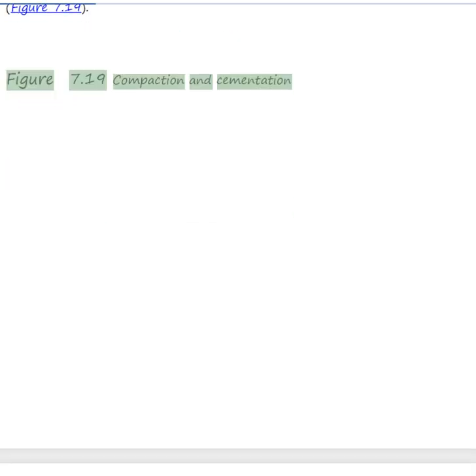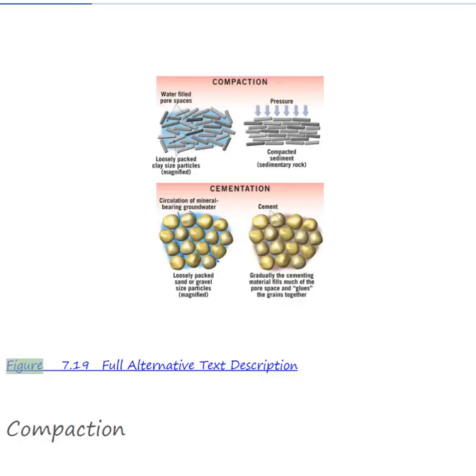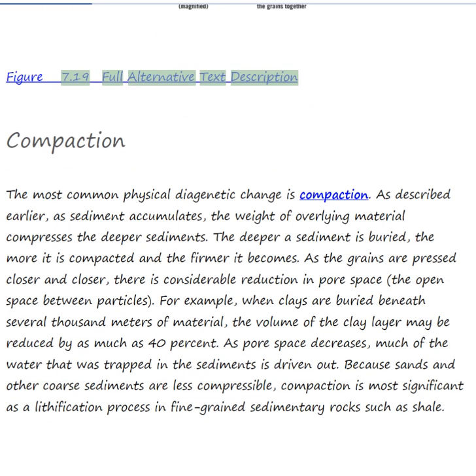Figure 7.19 Compaction and cementation. Figure 7.19 Full alternative text description.